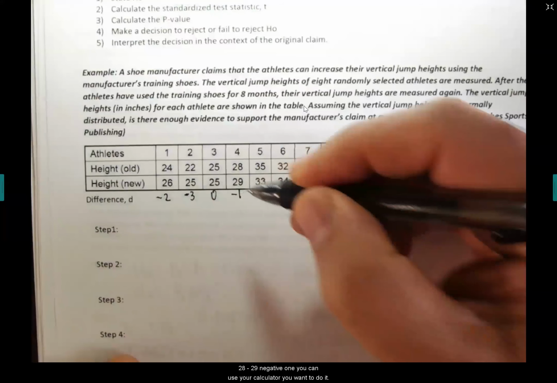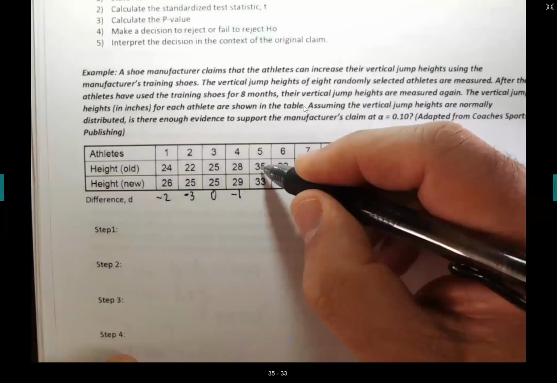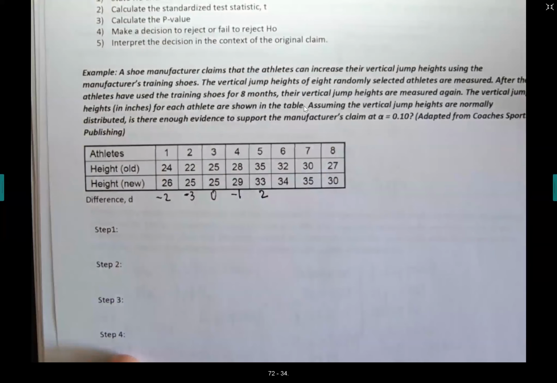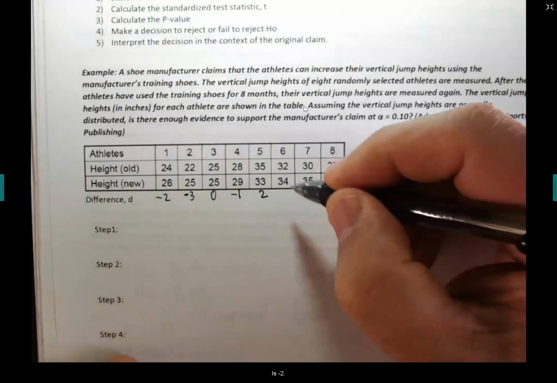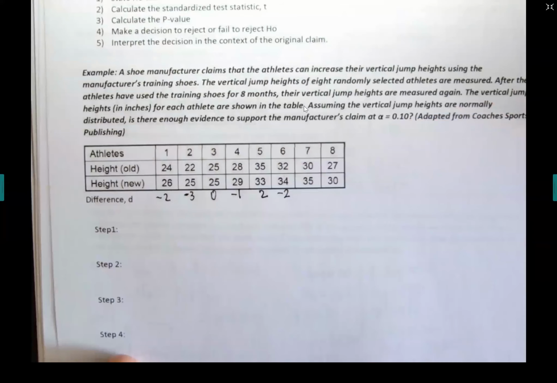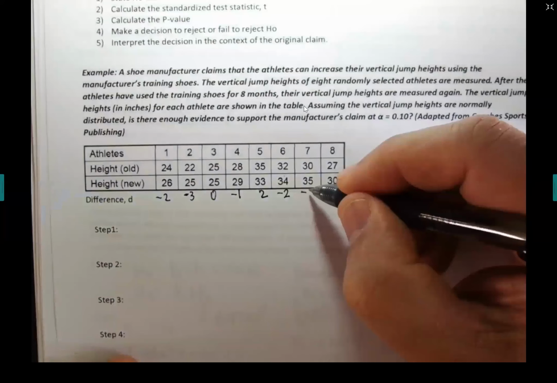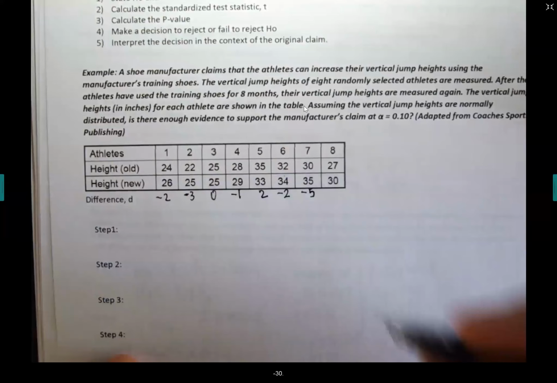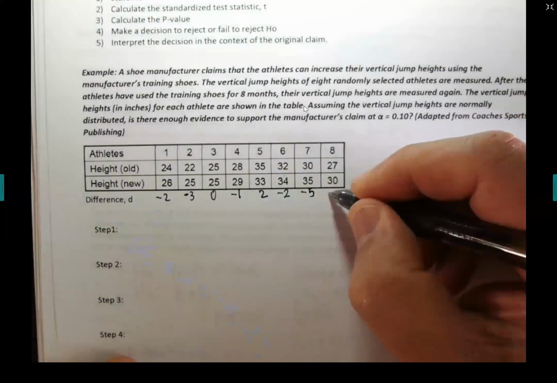You can use your calculator, if you want to do that. 35 minus 33 is 2. 32 minus 34 is -2. 30 minus 35 is -5. And 27 minus 30 is -3.